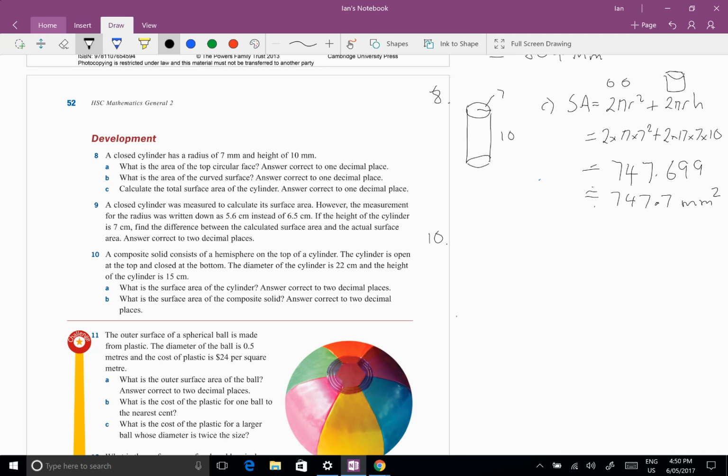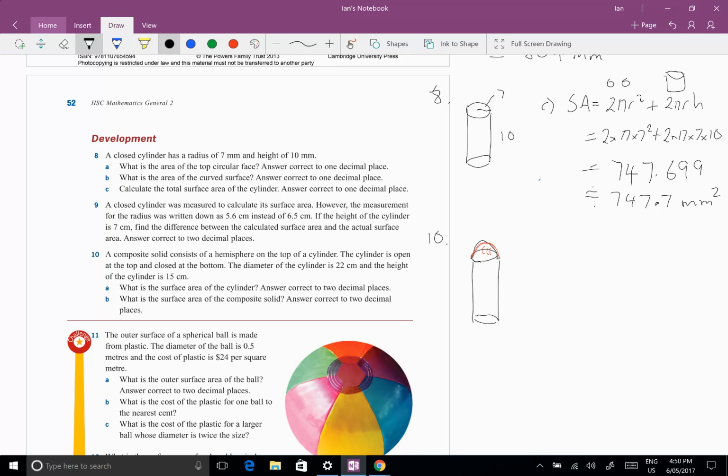So here we have another cylinder, but this time on top of the cylinder we've got a semisphere. Now I've drawn that really badly, but if you can imagine, there's a sphere on top of there. Okay, so what have we got to find? We've got to find the surface area. I'm just going to do 10b, the surface area of the composite shape. So what have I got?